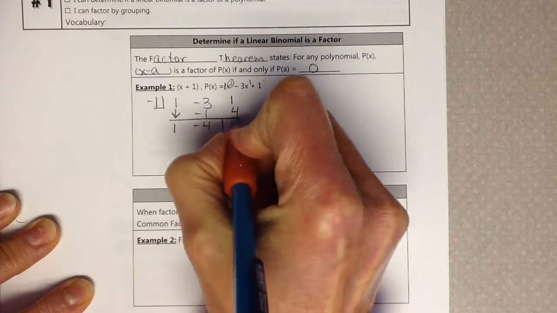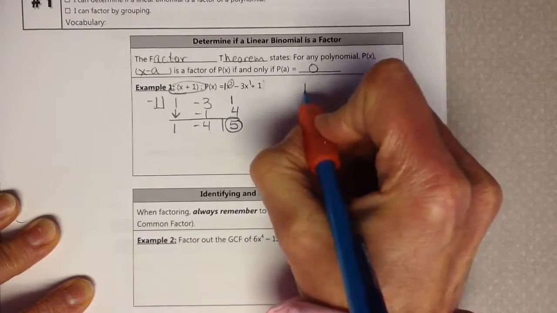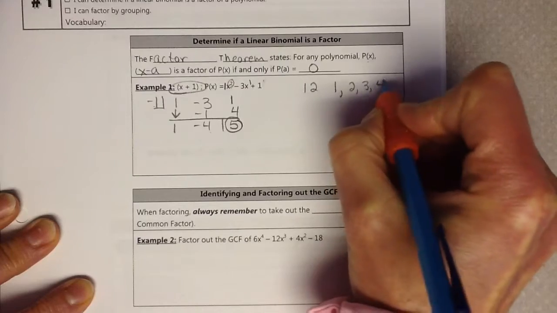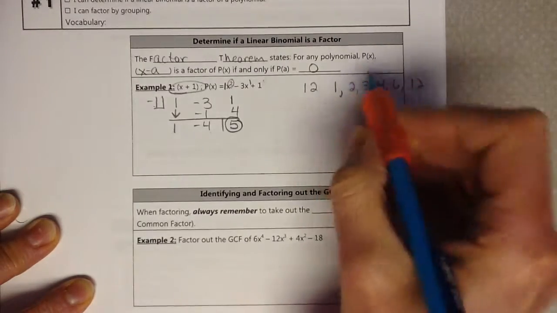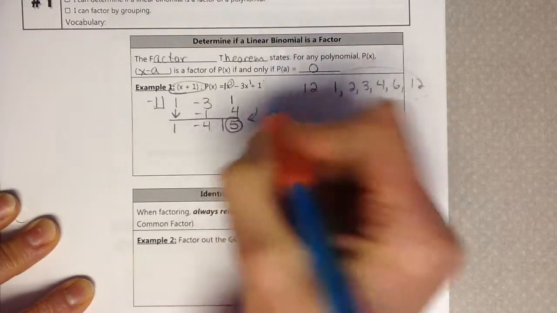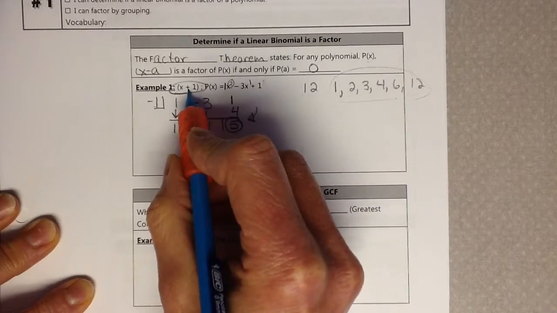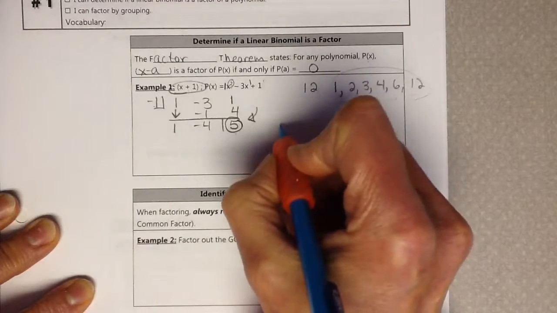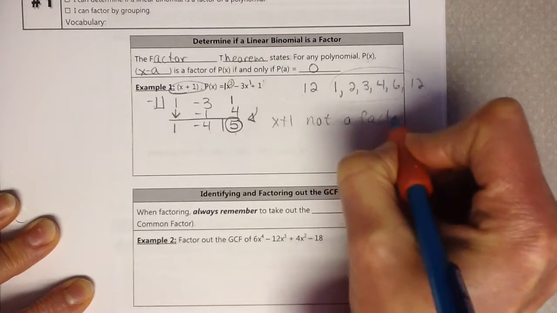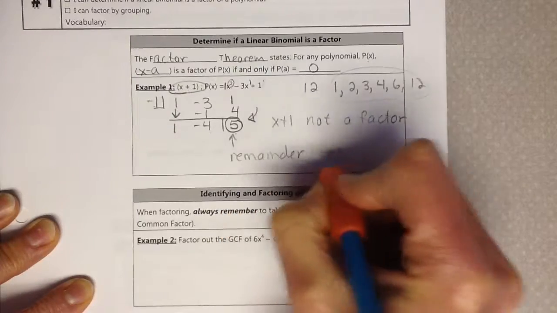Now, if this is a 0, then we know this is a factor. It's kind of like if I said, what are the factors of 12? You would tell me that it would be 1, 2, 3, 4, 6, and 12. And those are factors because these numbers divide 12 without a remainder. So remember from synthetic division, this is where a remainder goes. Well, if our remainder is 5, that can't be a factor when we divide by it. So x plus 1, not a factor, and that's because the remainder is not equal to 0.